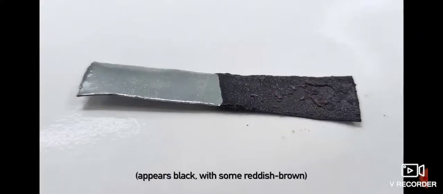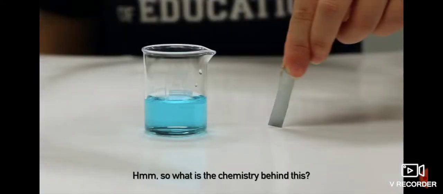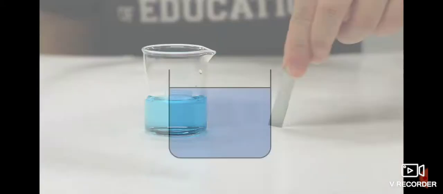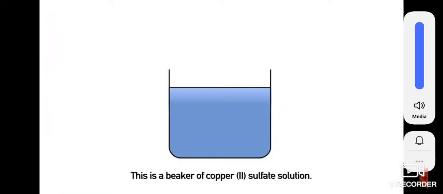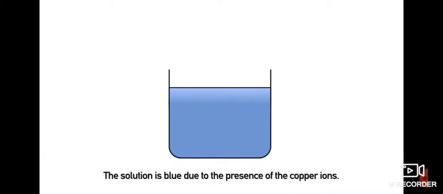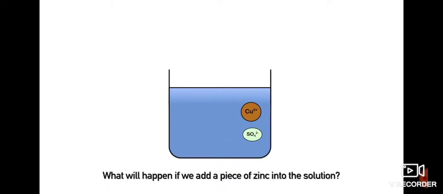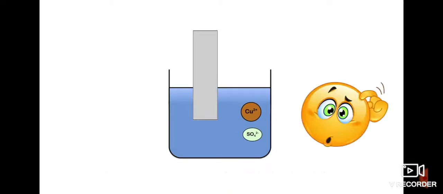See, blue color has become colorless solution, and there is deposition of reddish color on the zinc metal. So why has this happened? Let's take a look at the chemistry behind this. This is a beaker of copper 2 sulfate solution. The solution is blue due to the presence of the copper ions. What will happen if we add a piece of zinc into the solution?